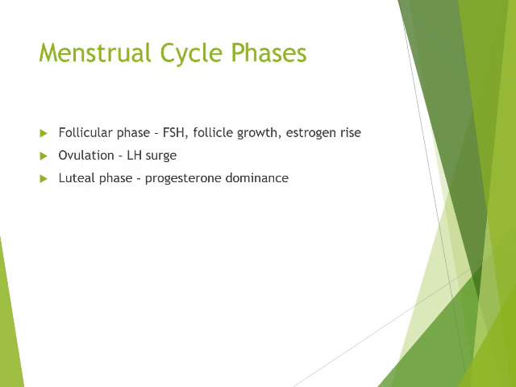Menstrual cycle phases: the follicular phase, in the ovary, where the Graafian follicles start to grow under the effect of follicle stimulating hormone, and the follicle will secrete estrogen in this phase. After the LH surge, luteinizing hormone surge, ovulation happens, and the corpus luteum secretes progesterone in the luteal phase of the menstrual cycle.